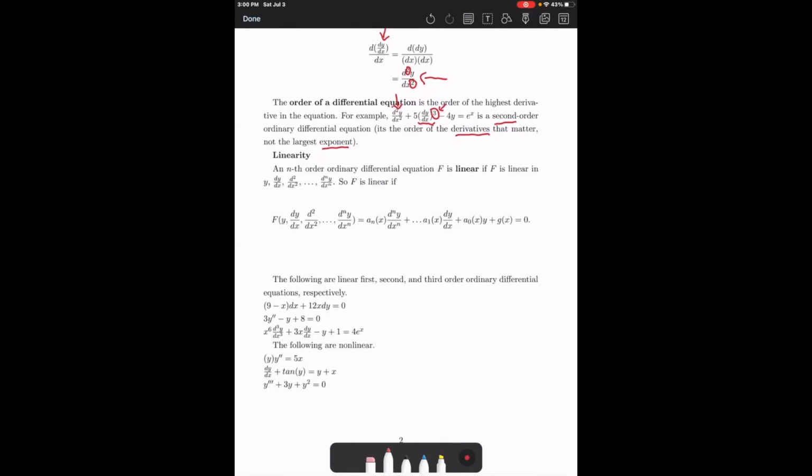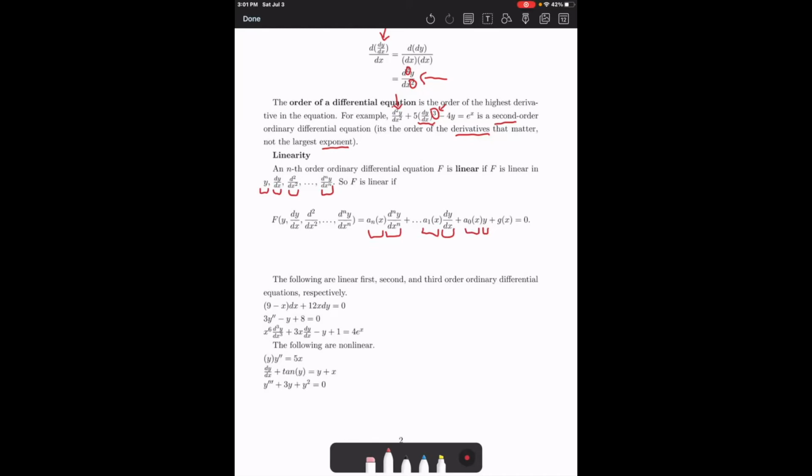Move on now to linearity, and this will be our last new concept for this video. An nth order ordinary differential equation f is linear if f is linear in all of these variables: y, the first derivative of y, the second derivative of y, all the way up to the nth derivative of y. So, written out more explicitly, that means that f is actually just a sum of all of our derivatives of y being multiplied by some function of x.